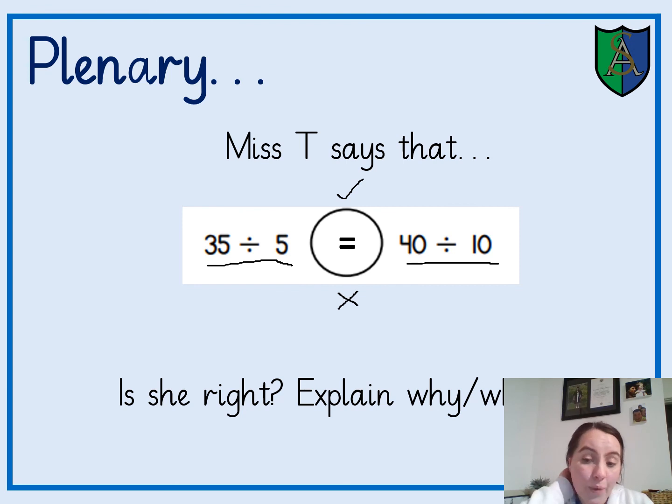And then I need to explain my thinking. So why am I right or why am I wrong? An example might be, Miss Thompson is correct because 40 divided by 10 gives us the same answer as 35 divided by 5. Or you could say, Miss Thompson is wrong because 30 divided by 5 is more than 40 divided by 10, for example.